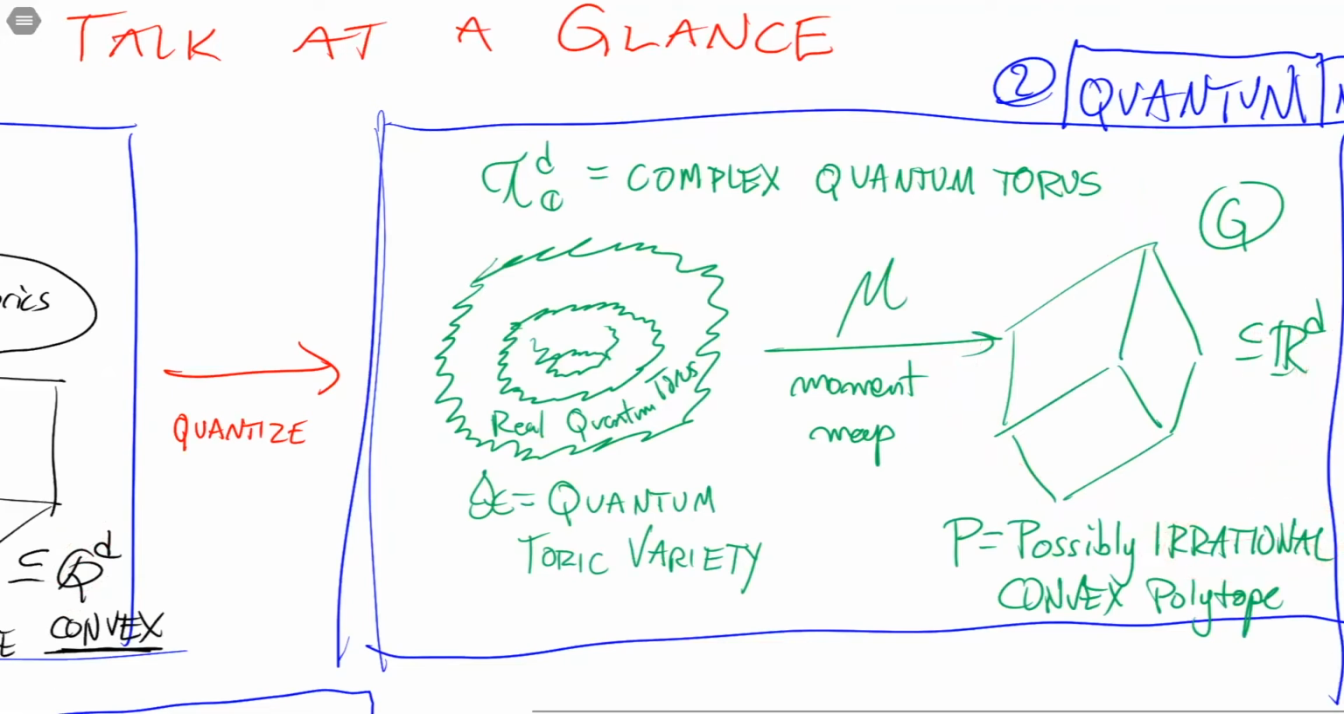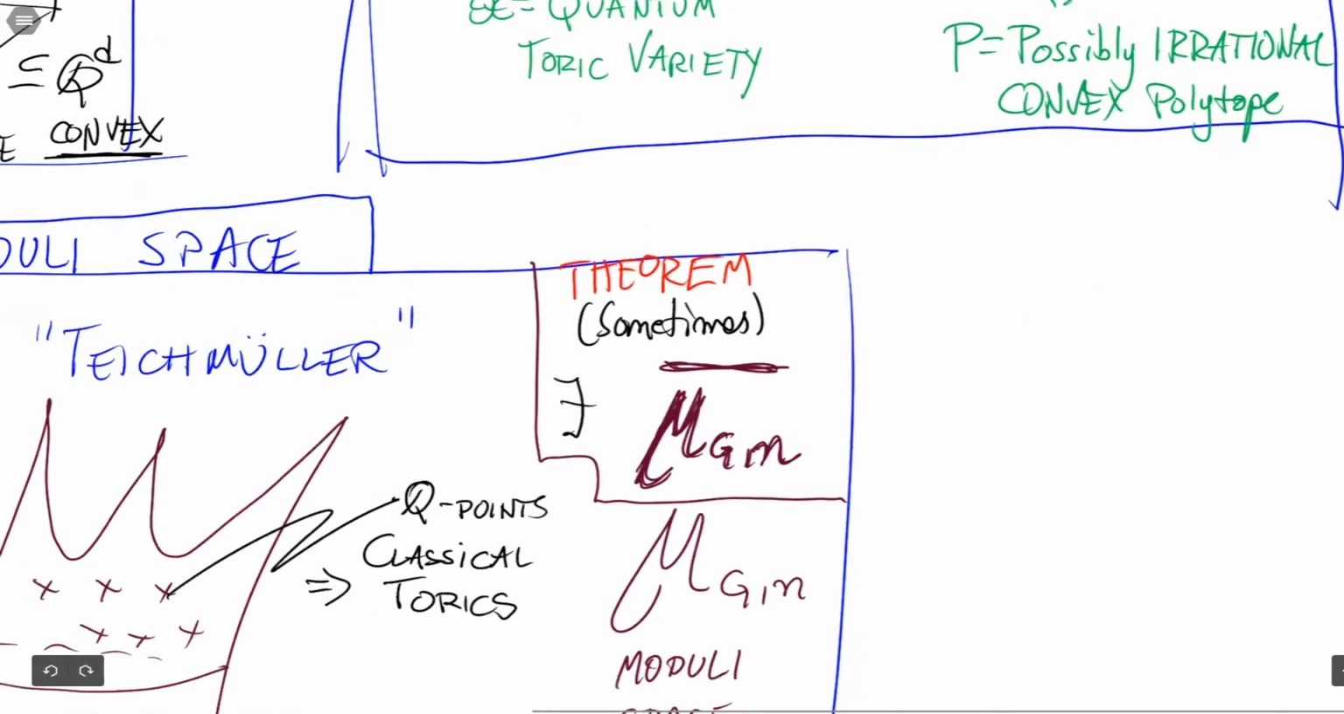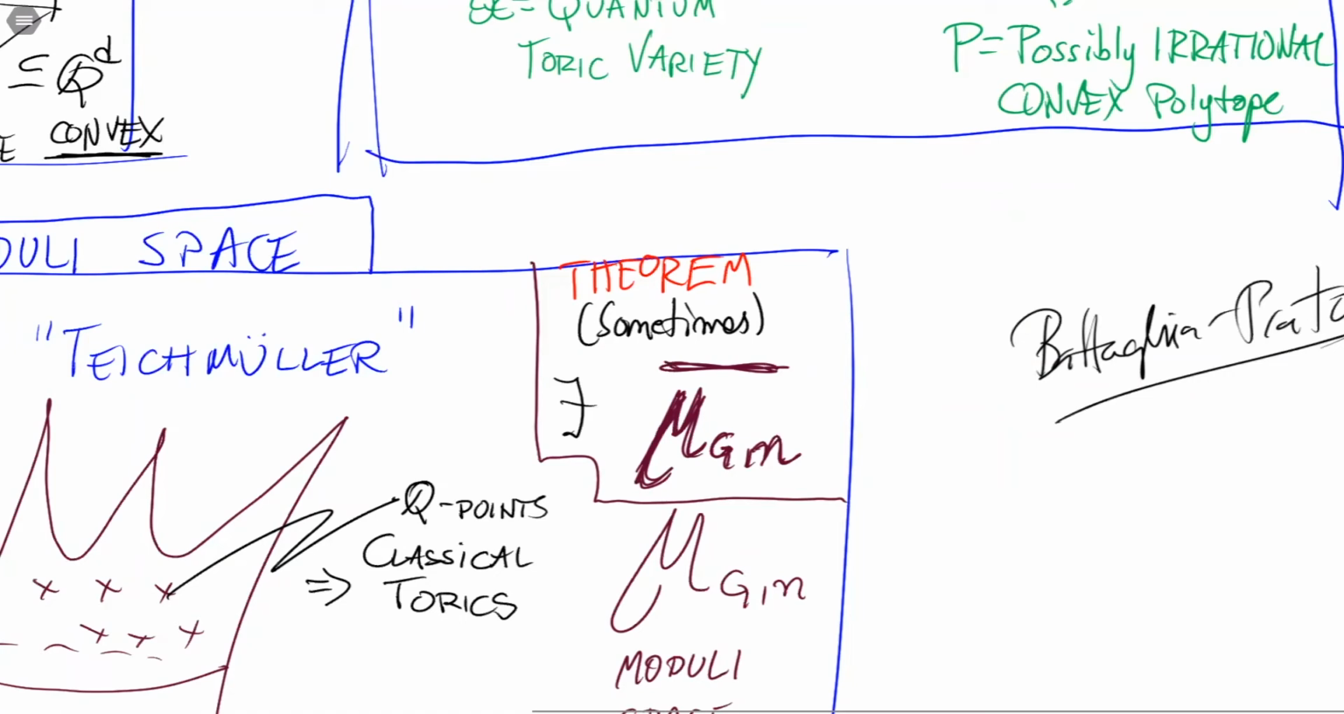On the subject of these generalizations of toric geometry to the irrational realm, there are several people that have worked at this. Let me just mention some names here. There's the work of Battaglia and Prato, and there is the work of Battaglia and Safran.